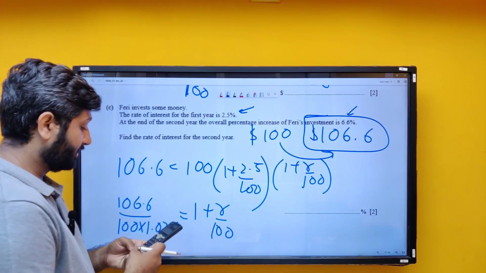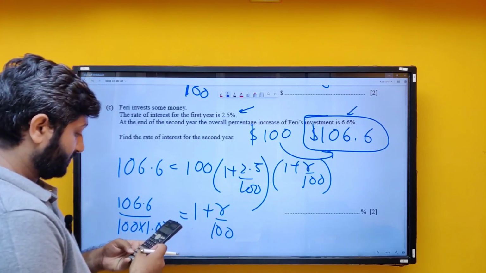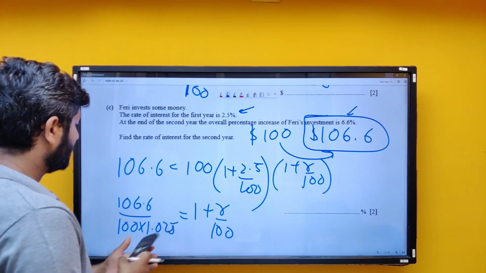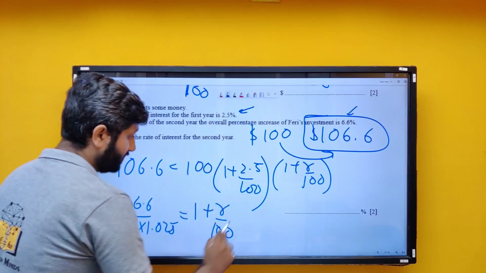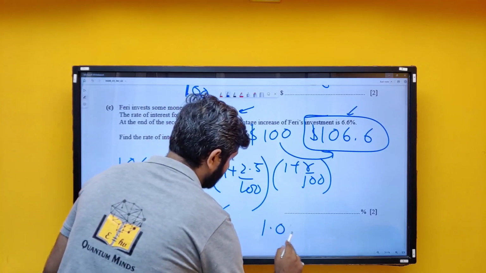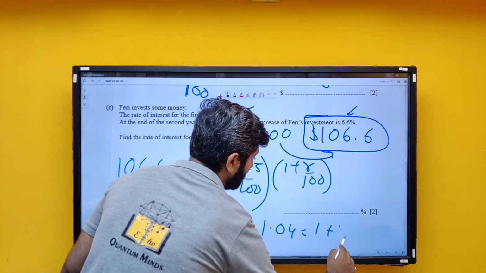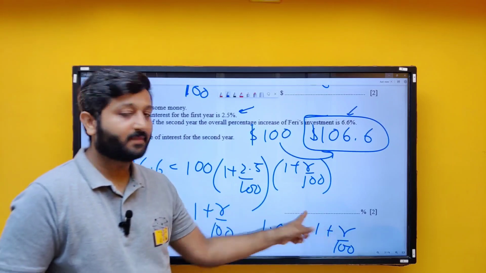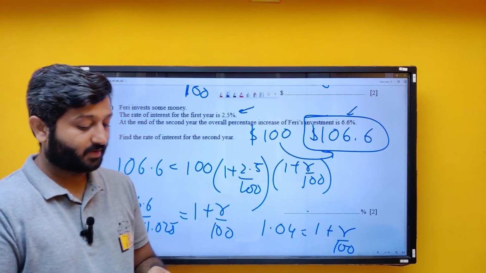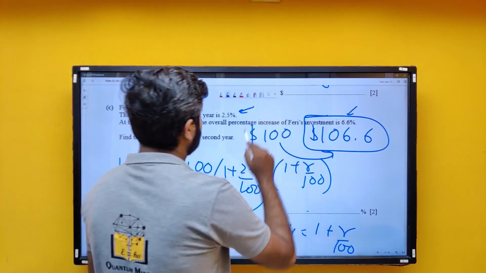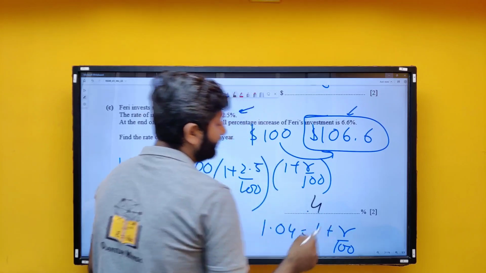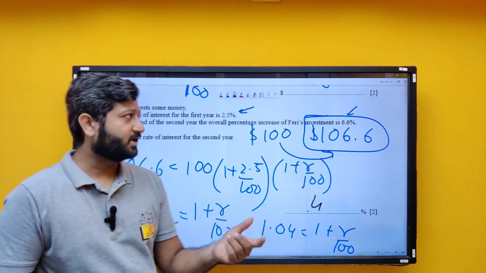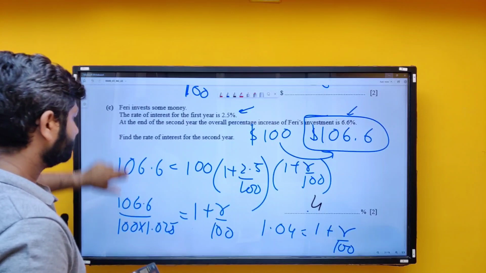So 106.6 divided by 100 is 1.04. So I have 1.04 equals 1 plus R upon 100. So I can subtract 1 and multiply by 100. The final answer is 4%. So the rate of interest for the second year is 4%.